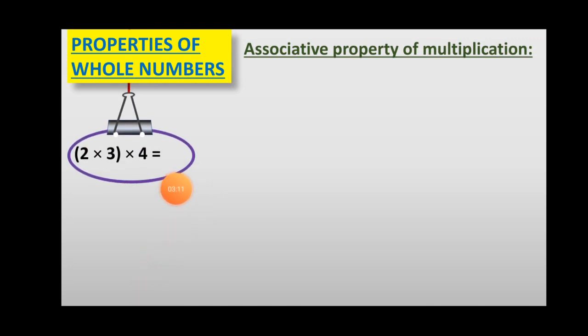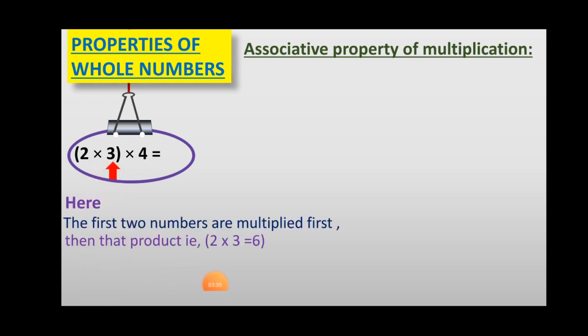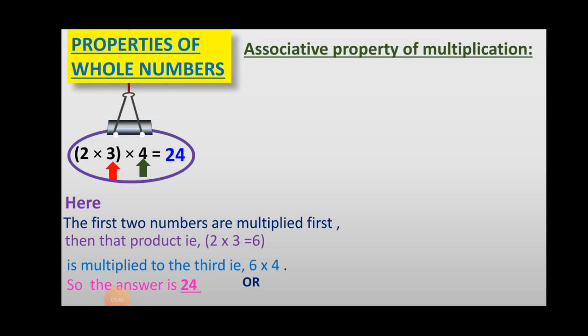Now here comes another property, that is associative property of multiplication. Here also you can see that we have three whole numbers, and the first two whole numbers are kept inside the bracket, so we are going to take them first and find that product first. By doing so, you obtain the product equal to 6, and then that product we are going to multiply with the third whole number, that was 4. By performing all these steps, you have obtained the answer equal to 24.